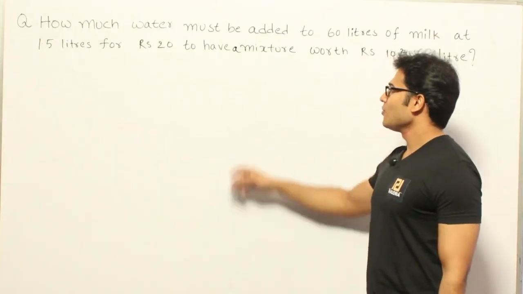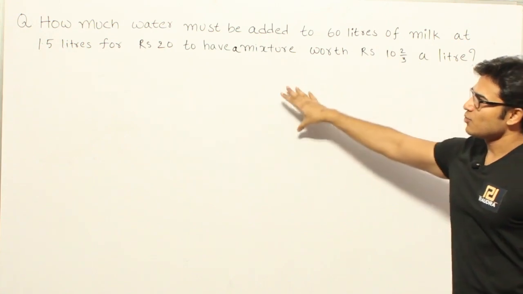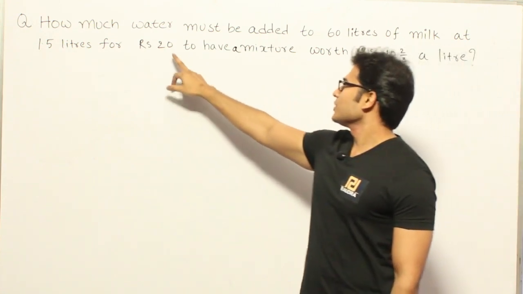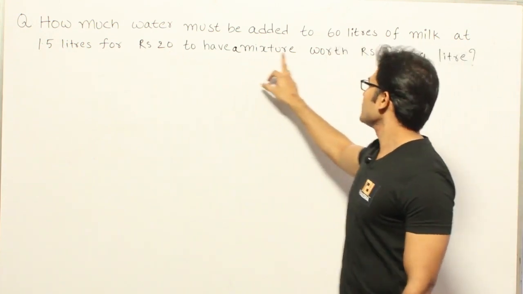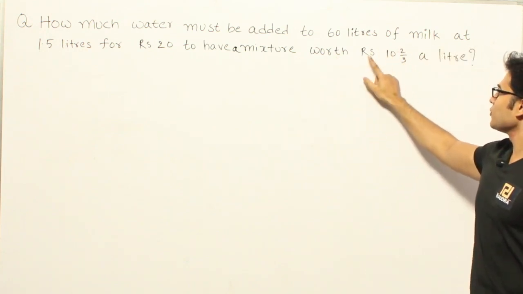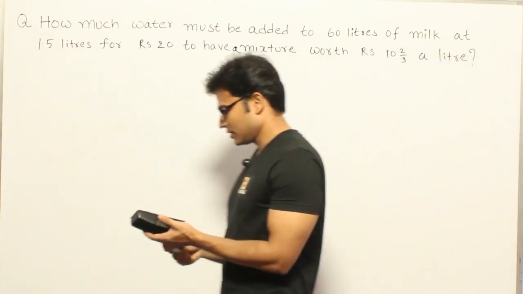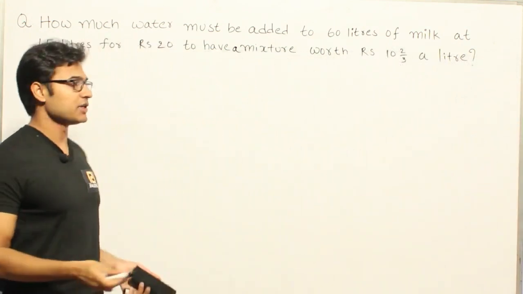See this question: how much water must be added to 60 liters of milk at 1.5 liters for 20 rupees to have a mixture worth 10 2/3 rupees a liter? So what they are trying to say here is... you can pause the video and read the question. I'll explain what it is.